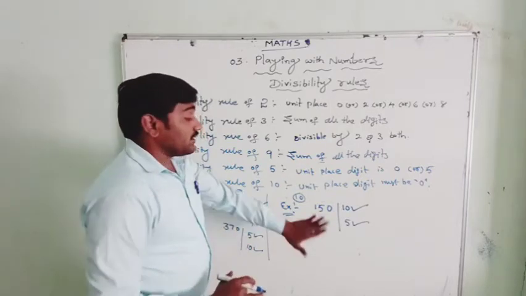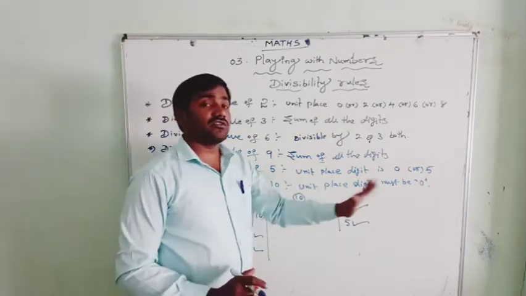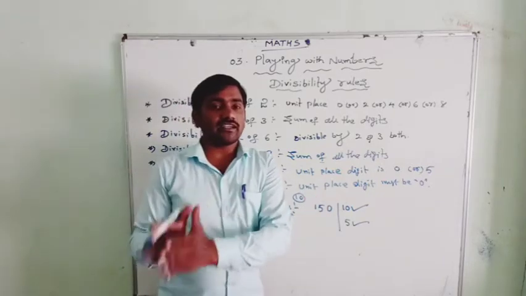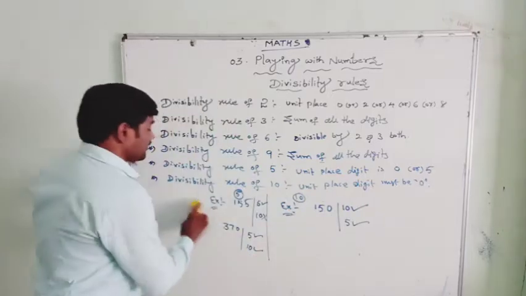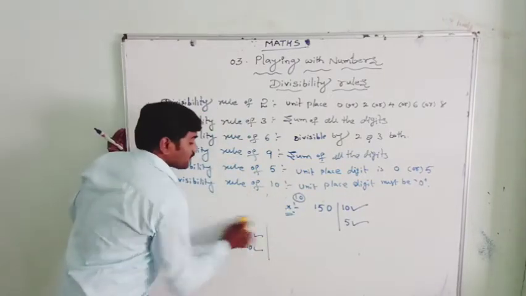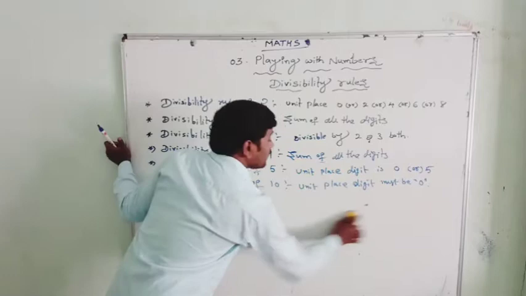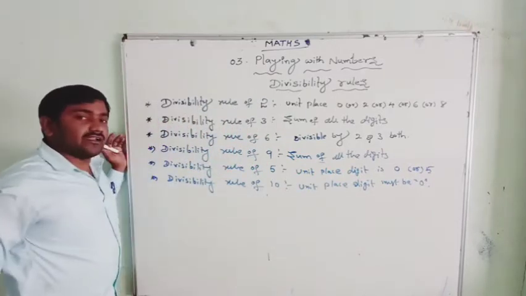Okay, but in the case of the divisibility rule of 10, if a number is divisible by 10, definitely it is divisible by 5. This thing you need to remember. Now see how many divisibility rules are completed: 2, 3, 6, 9, 5 and 10.